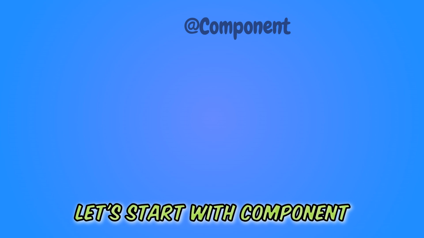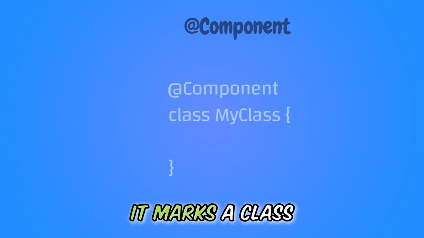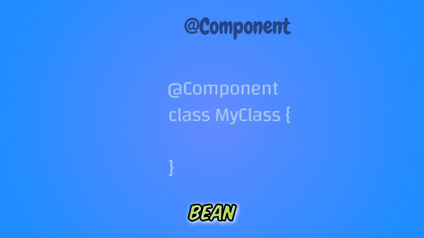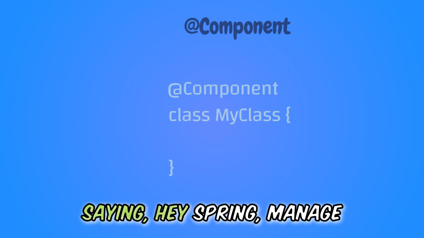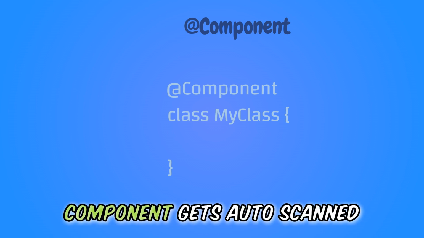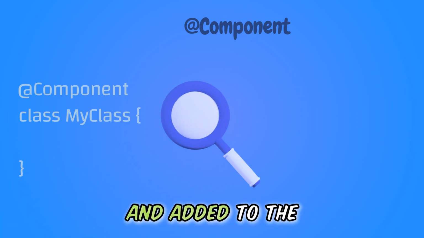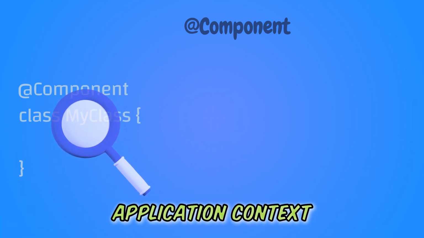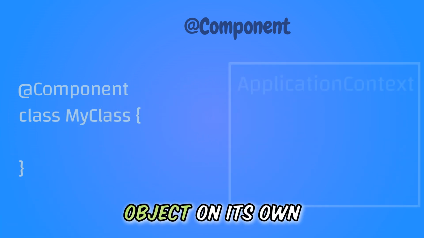Let's start with the Component annotation. It marks a class as a Spring-managed bean. Think of it as saying, "Hey Spring, manage this for me." Every class annotated with Component gets auto-scanned and added to the application context. Spring will create its object on its own.